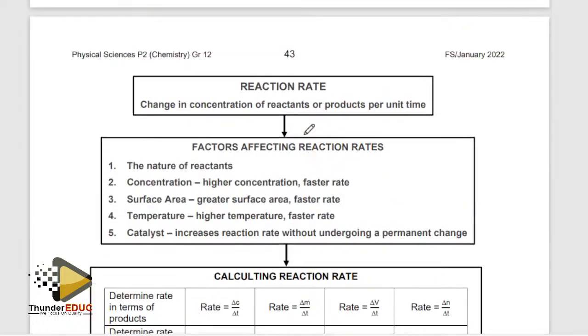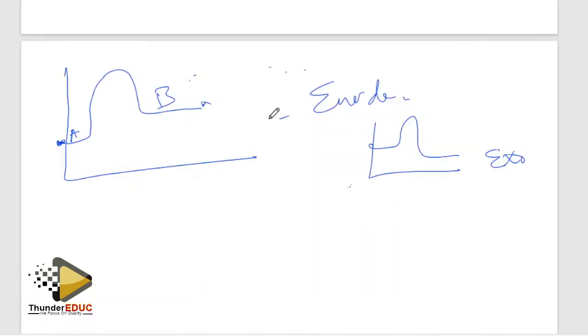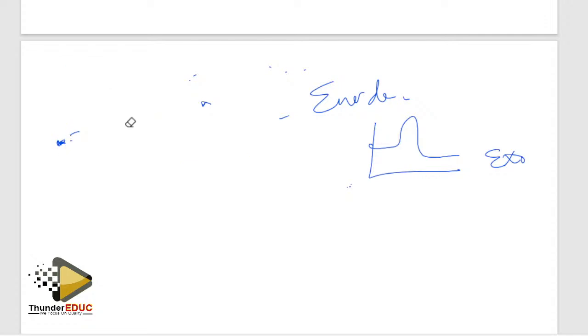When you go to rate of reaction, okay, this is where I want. Now as if I'm teaching, I didn't want to go through everything in here. Okay, this is what I want.